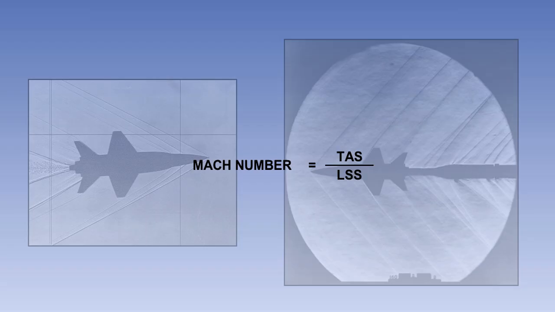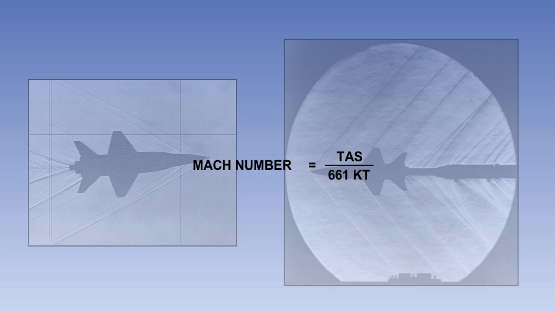Mach number is not an actual speed as such. It is, as we have already said, the ratio of the true speed of the aeroplane to the local speed of sound. Mach number is best illustrated using an example. To calculate the Mach number, simply divide the true airspeed by the local speed of sound.